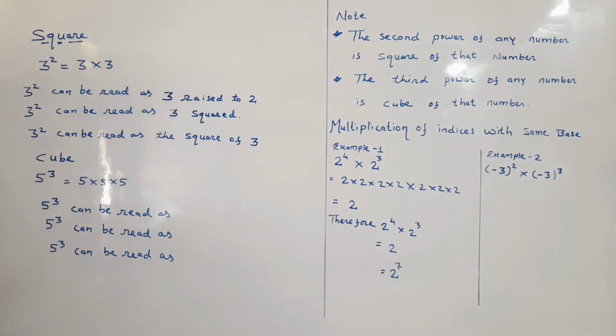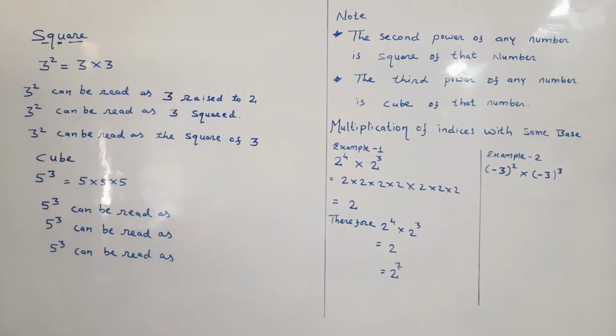Cube. 5 raised to 3. My dear student, here we know 5 is the base and the index is 3. So you have to write the base again and again. So you have written the base, that is 5, again and again. Index is 3, so we are writing it 3 times. So 5 into 5 into 5.